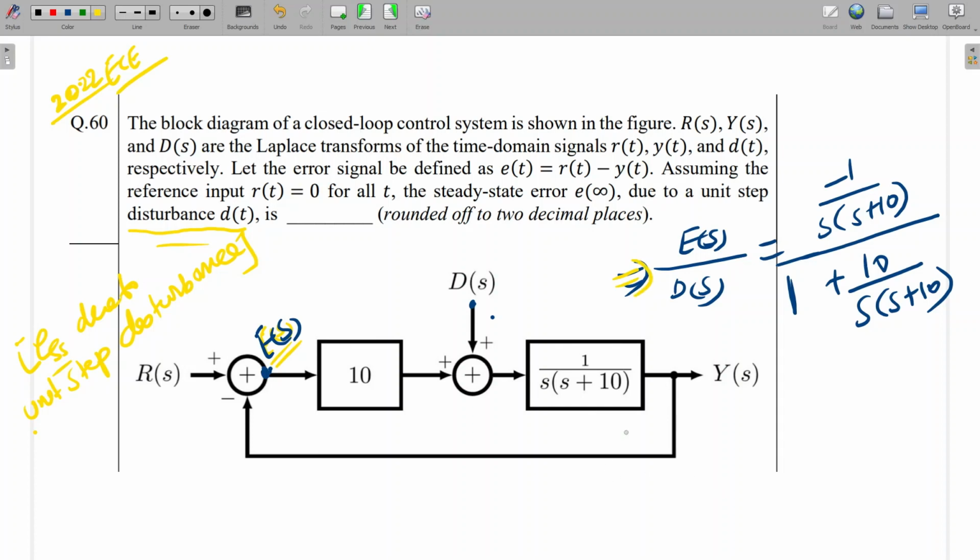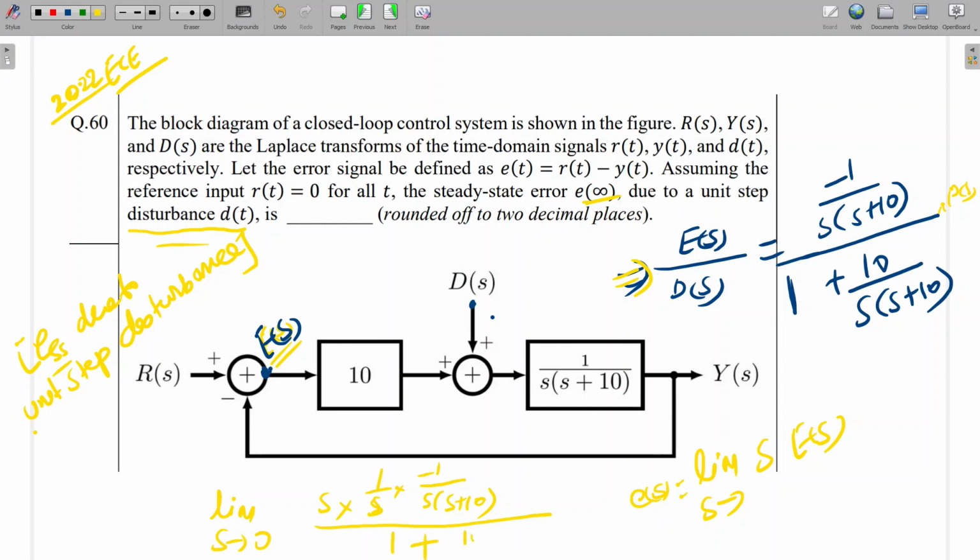Yes, sir. So we have to find E of infinity, so we can apply the final value theorem here. E of infinity is equal to limit s tends to 0 of s into E of s, where E of s is D of s into this one. So s into D of s, 1 by s, into minus 1 by s into s plus 10, divided by 1 plus 10 by s into s plus 10. Is it clear up to now? This will be E infinity.